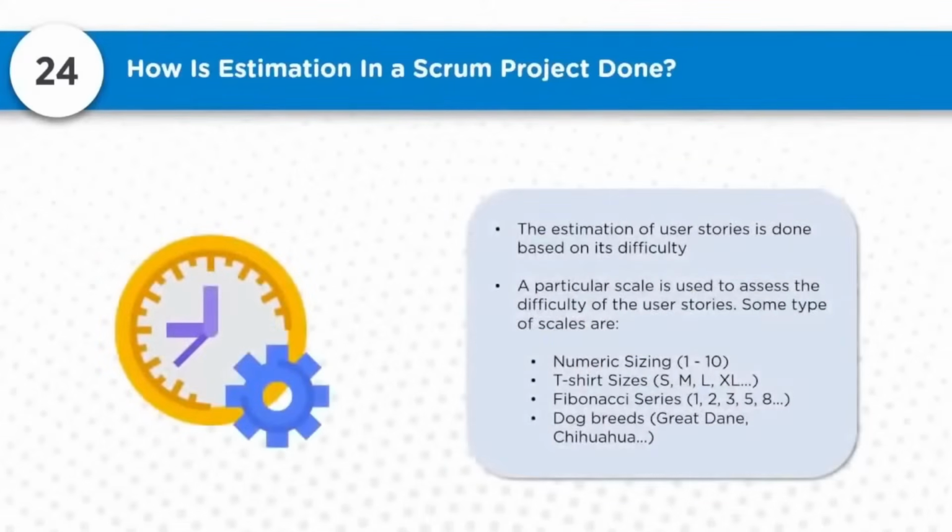Question 24. How is estimation in a Scrum project done? The estimation of user stories is done based on their difficulty, using a particular scale to assess the difficulty of user stories. So you have to analyze how difficult or easy it is. Some of the scales used are numeric sizing 1 to 10, t-shirt sizing like S, M, L, XL, the Fibonacci series, or dog breeds based on their value. Many such approaches are taken.